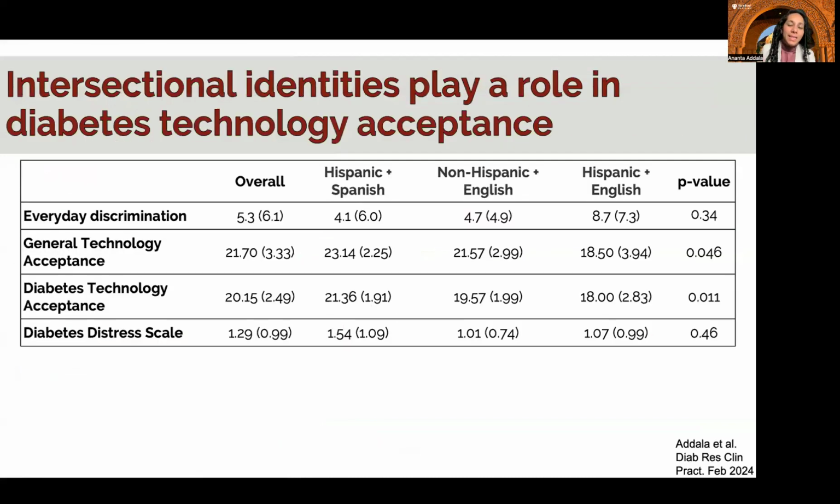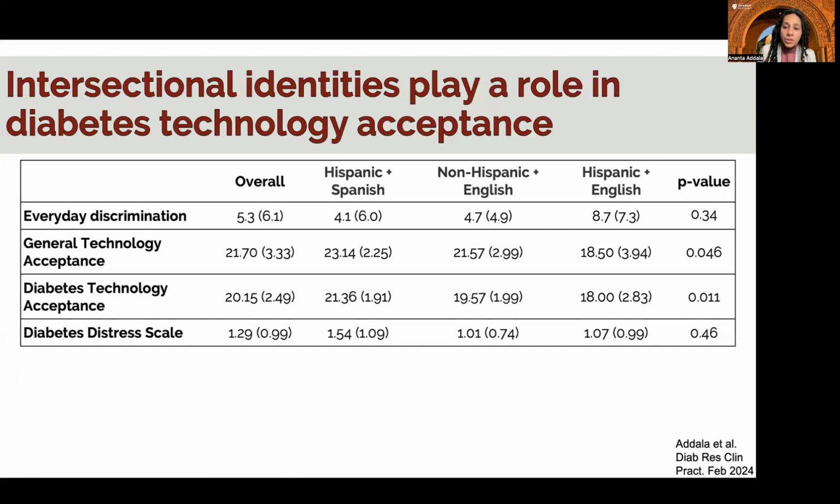The other way we've seen identity and who a person is matter is what we call intersectional identities. This is a pilot study that we looked at. It's a small n of a little over 30 parents of young children who have type 1 diabetes, and they all have public insurance. So they all have a socioeconomic marginalization or minoritization. On top of that, a vast majority identified as Hispanic, and a smaller portion identified as non-Hispanic. And what was very interesting is that within our Hispanic cohort, there was a group that preferred Spanish and a group that preferred English.